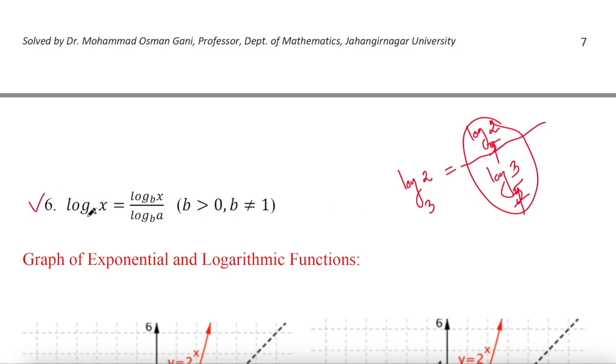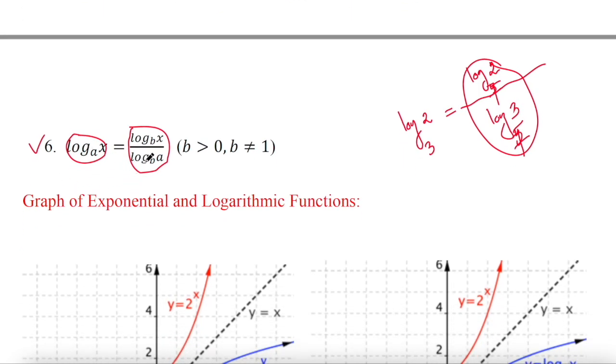So this is called the change base formula. You see log x to the base a equals log x to the base b over log a to the base b. On the left side this log is of base a, but on the right side there are two logarithms having base b. So by using this formula, we can change the base of a logarithm.